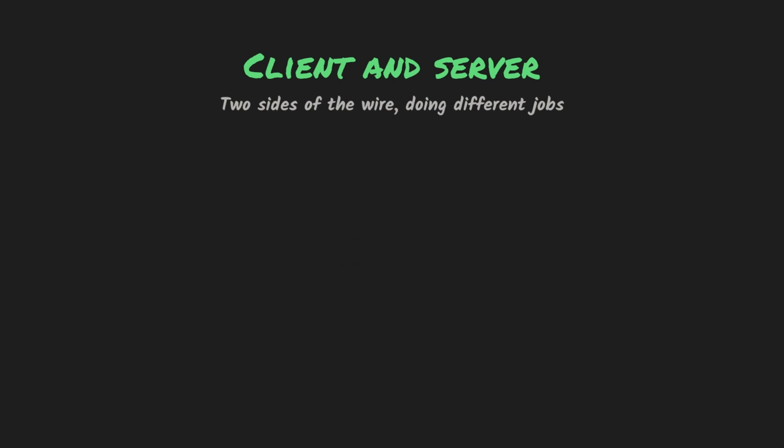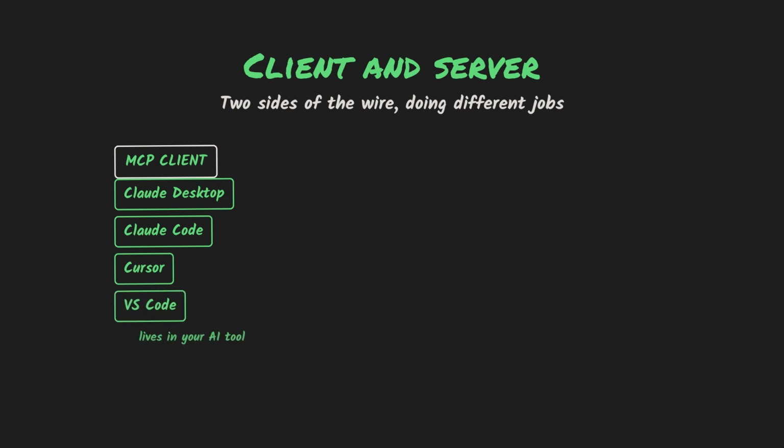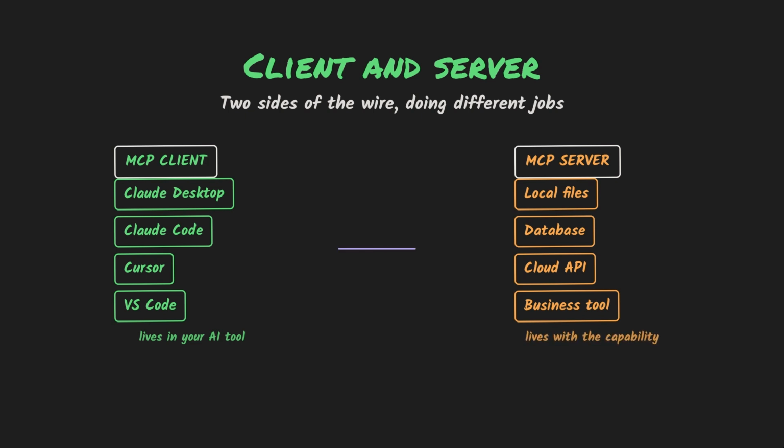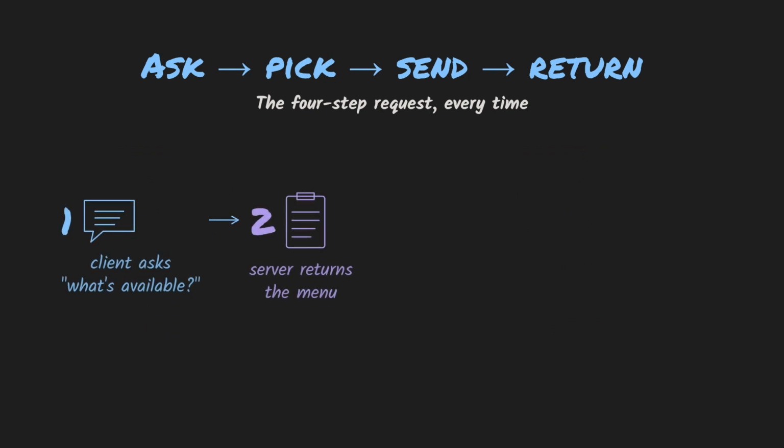The architecture is client and server, which honestly sounds more complicated than it is. The MCP client lives inside the AI tool you're using, say Claude Desktop, Claude Code, Cursor, or VS Code. The MCP server lives wherever the actual capability is, maybe on your machine if it's a local file system, or hosted on the cloud if it's connecting to something like a database or a business tool. When you type a request, the client asks the connected servers what's available, picks the right tool, sends the request, and brings the result back into your conversation.